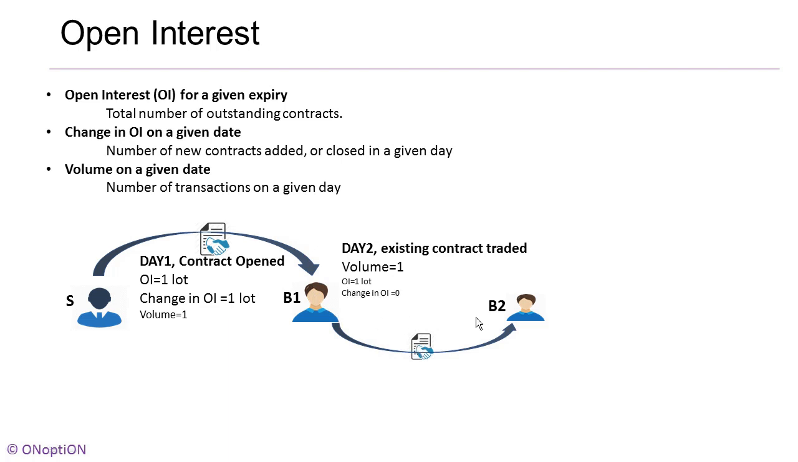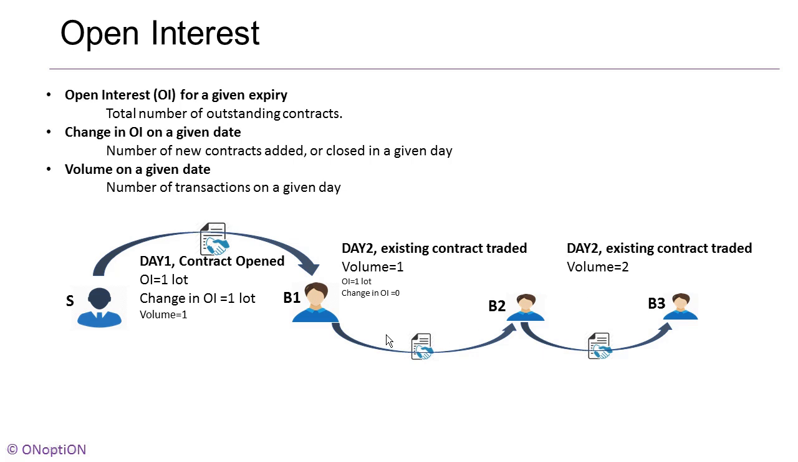Change in OI is 0 because there is no new contracts added nor contract has been closed. So that's the reason change in open interest is 0. On the same day, buyer B2 has sold it to another buyer B3, the same existing contract. So in this case, on day 2, volume becomes 2 because there are 2 transactions happened on a day 2. So that's why volume becomes 2.